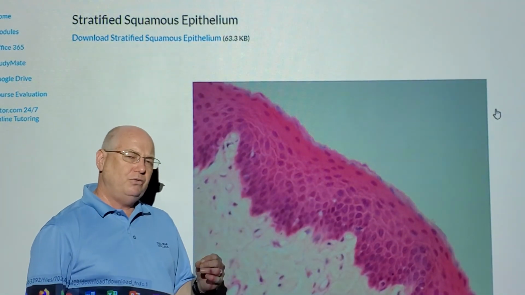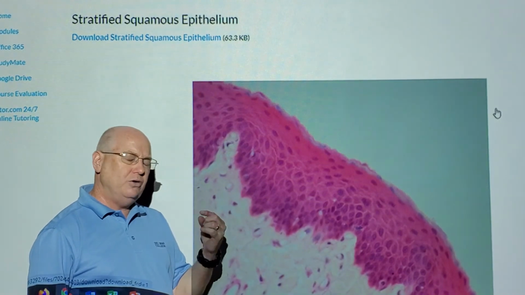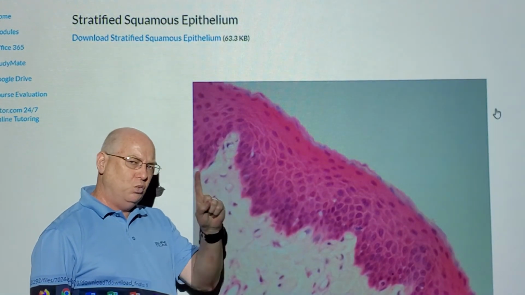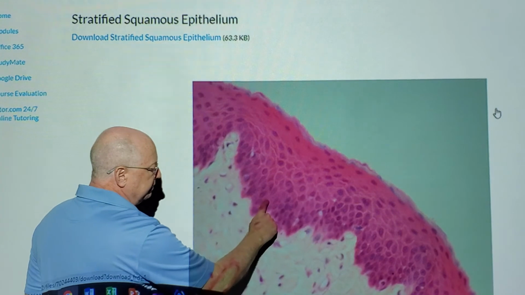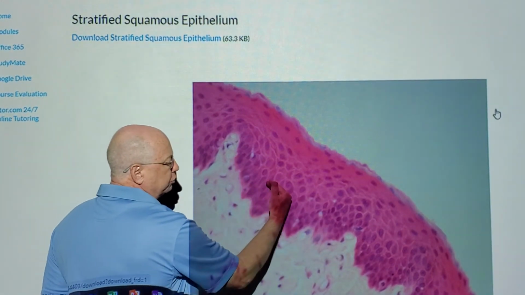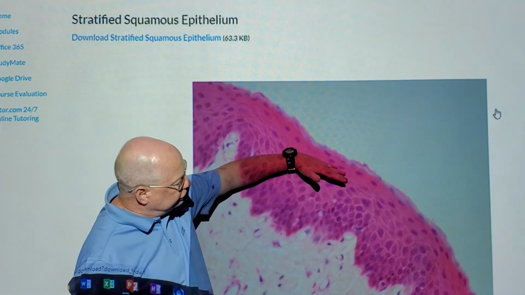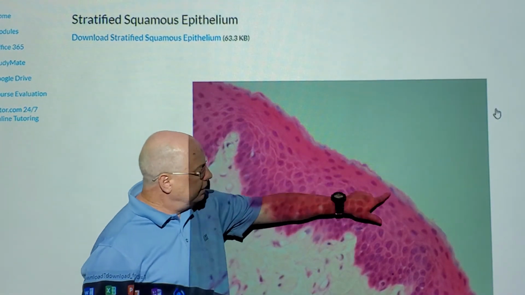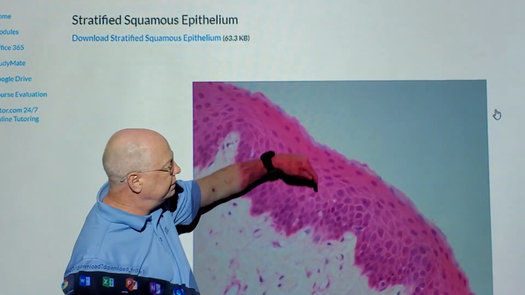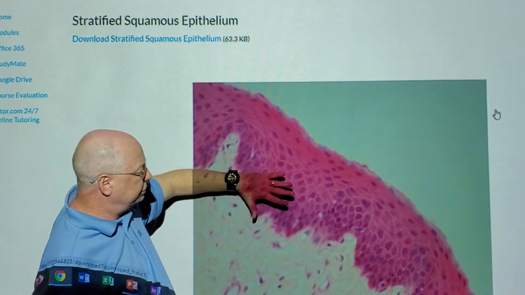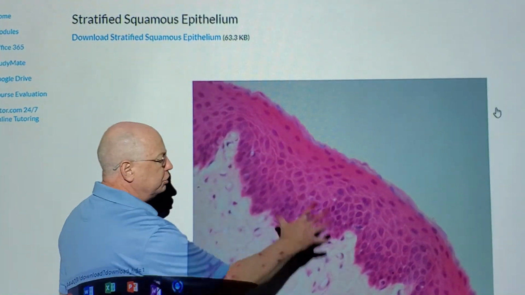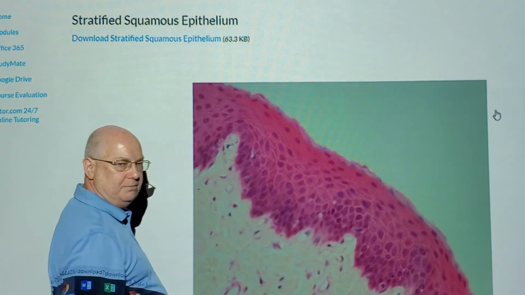Until I tell you otherwise, as far as we know up to this point, every cell has only one nucleus. So if I see many different nuclei, I have multiple cells stacked on top of each other. And as they move to the surface, they flatten out up here. And so if I were to look from the outside and see that, it would be multiple layers of these little fried eggs. So this is stratified squamous epithelium.